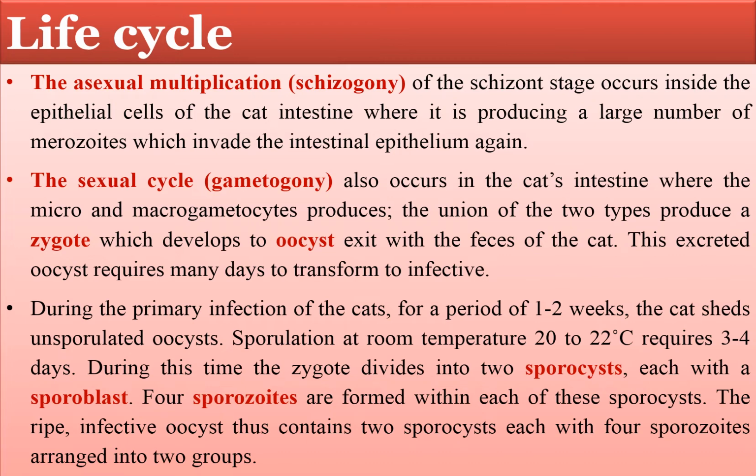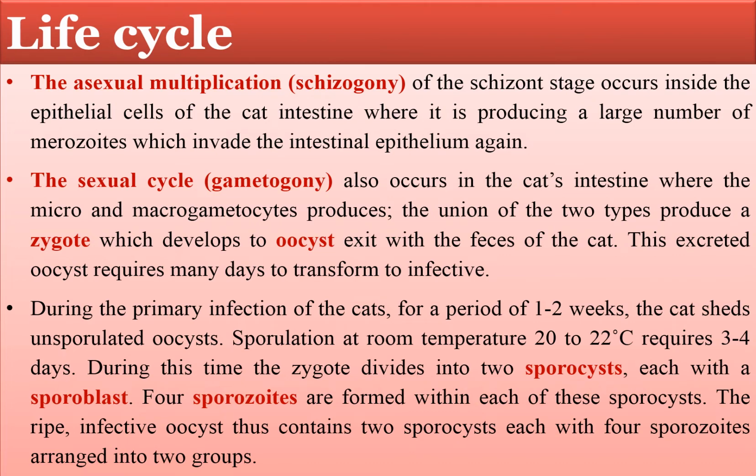This excreted oocyst requires many days to transform to infective. معنى هذا أنه أول ما يخرج راح يكون non-infective غير معدي لأن بعده ما صاير بيه السبوريوليشن.